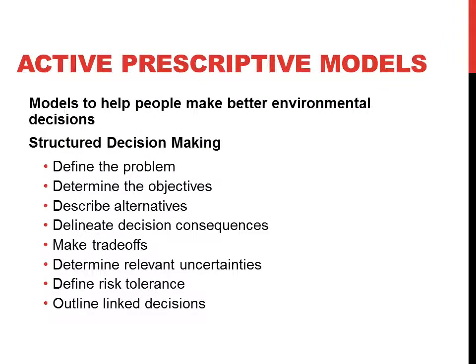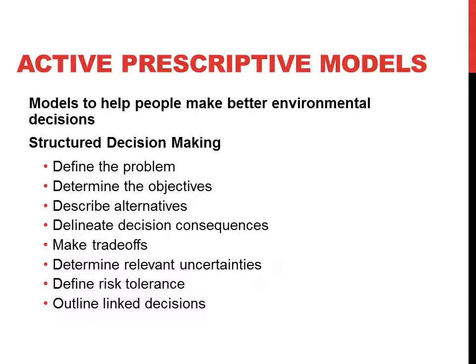The third part of the class, we're going to cover prescriptive models. And these are models, just like a prescription, to help make people healthier. These models will help people to make better environmental decisions. And the first one we're going to look at is something called structured decision making. And this is when the problem is complex and there are multiple stakeholders. This is a great approach to use.